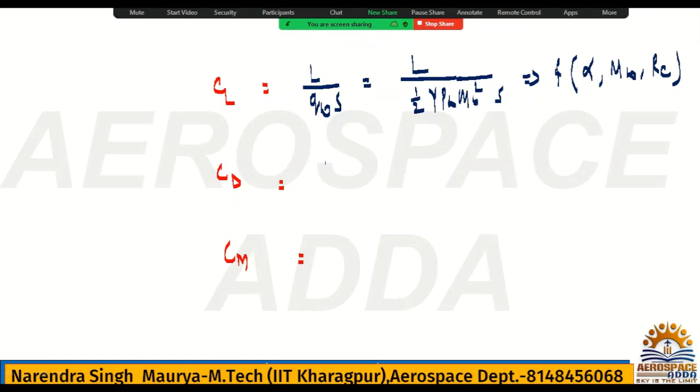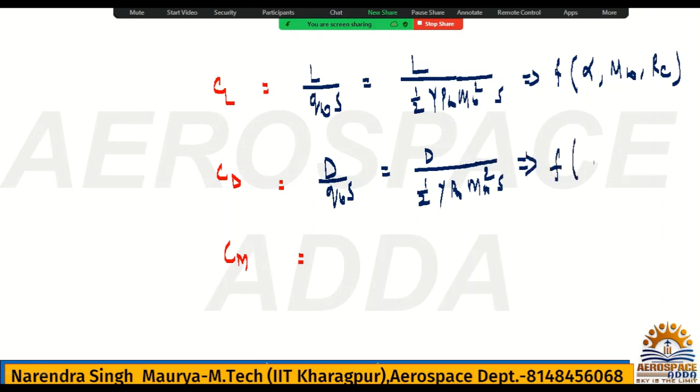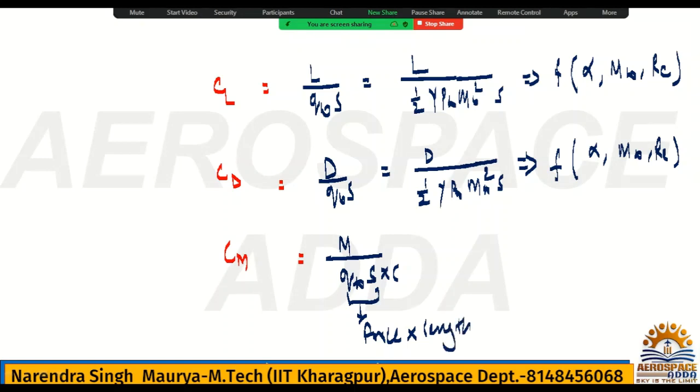Similarly, drag coefficient is nothing but drag force divided by q infinity S, which again is 1 by 2 gamma p infinity M infinity square S. And it is also a function of the same: alpha, Mach number and Reynolds number. They ask this in the examination. Now this is the moment coefficient. You need to write moment divided by q infinity S, where S will be the area, and you just multiply by the chord, chord is the length. Now q infinity into S is nothing but force and chord is the length, so force into length will be moment.